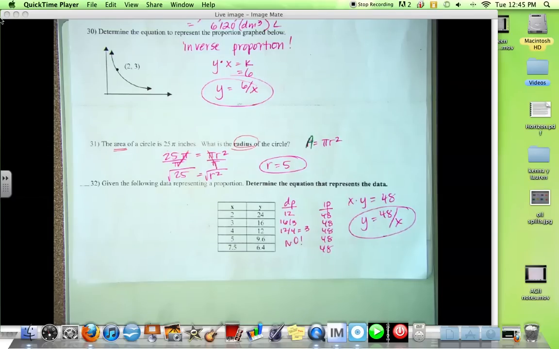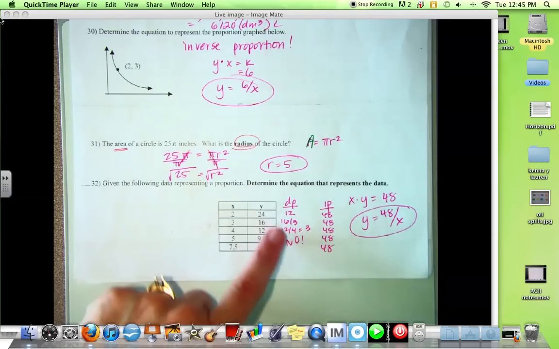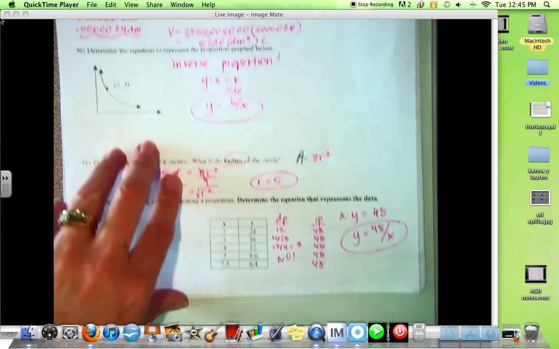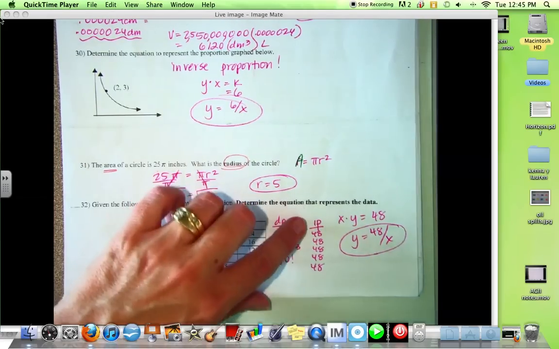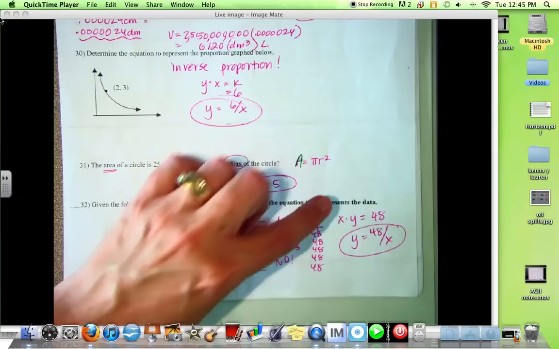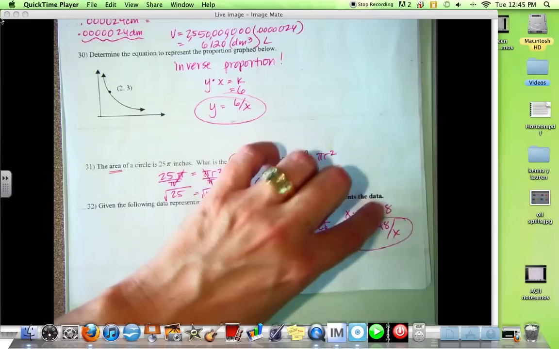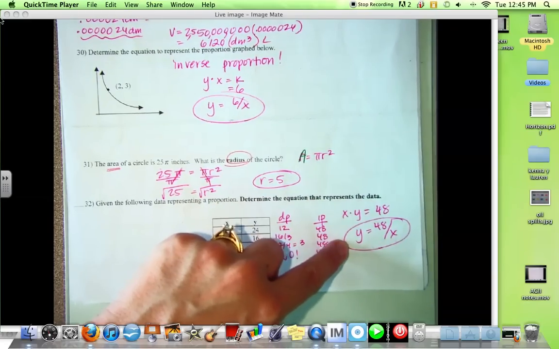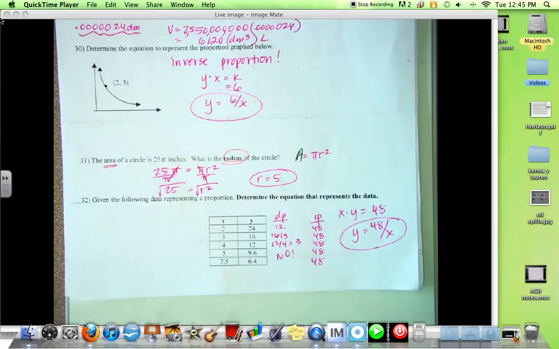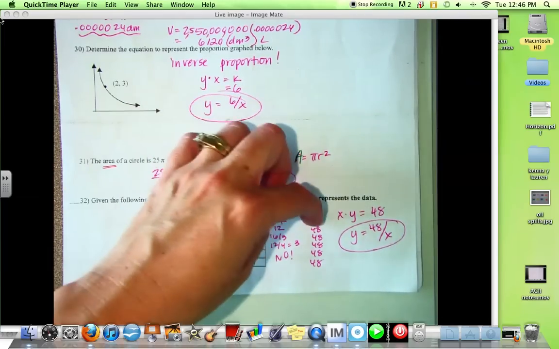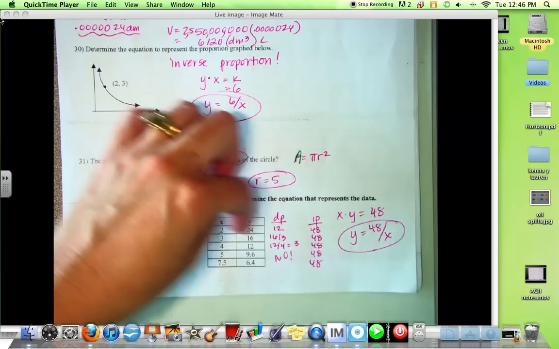Determine the equation that represents the data. So you have to divide to see if it's directly proportional or multiply to see if it's inversely proportional. We have the same constant by multiplying, and x times y gave us 48. Divide both sides by x, and your equation is y equals 48 divided by x. Yep, we multiplied 2 times 24 and got 48. 24 divided by 2 gave us 12.